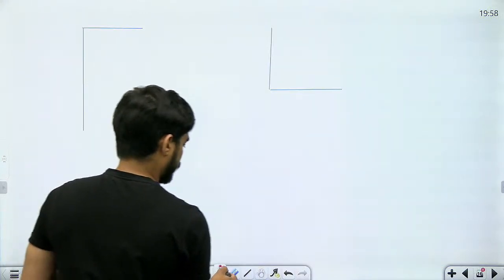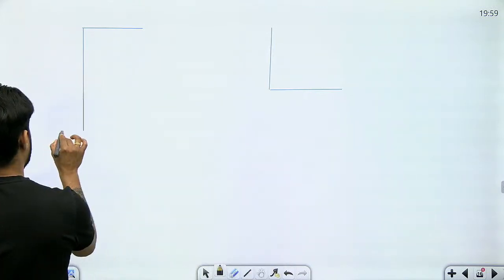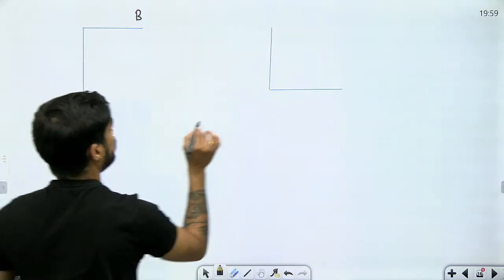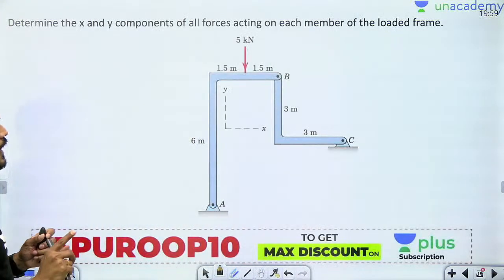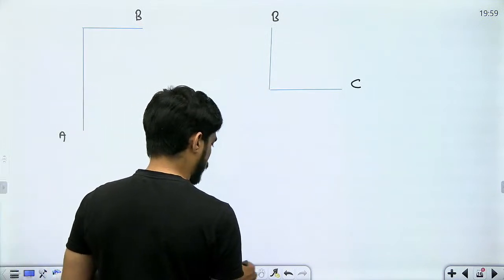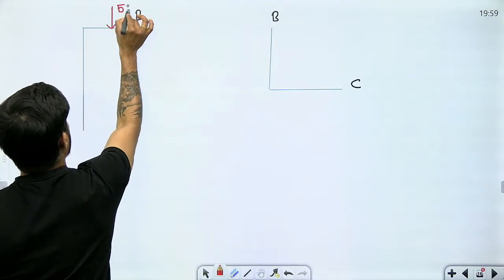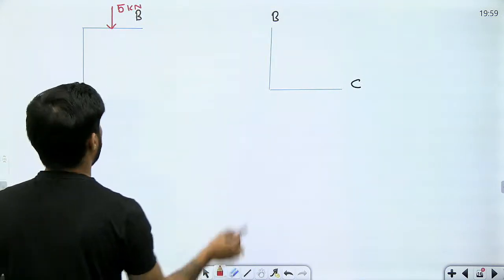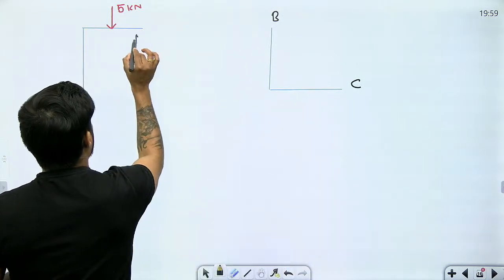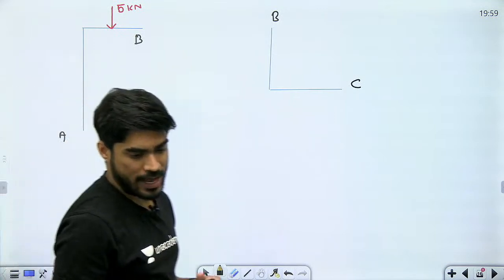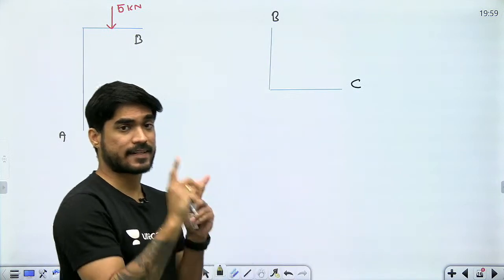Okay, so let me name them. So this is A, this is B, this is B, and this is C. Okay, now understand, there is a 5 kilonewton load acting here. यहां पर एक 5 किलोन्यूटन का लोड लग रहा है. Okay, but what about the other points? So at every joint you will have two reactions, one in X, one in Y.